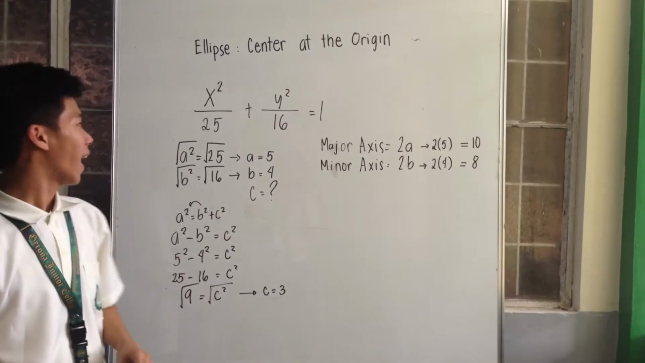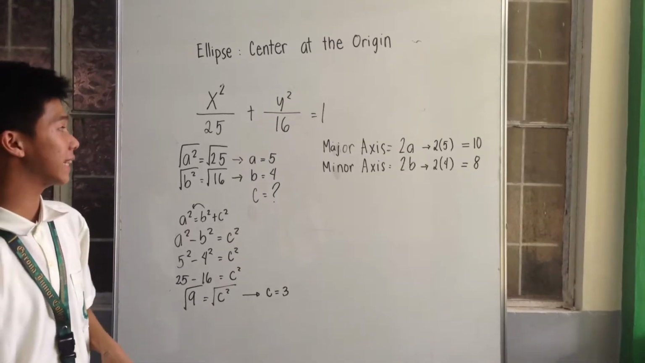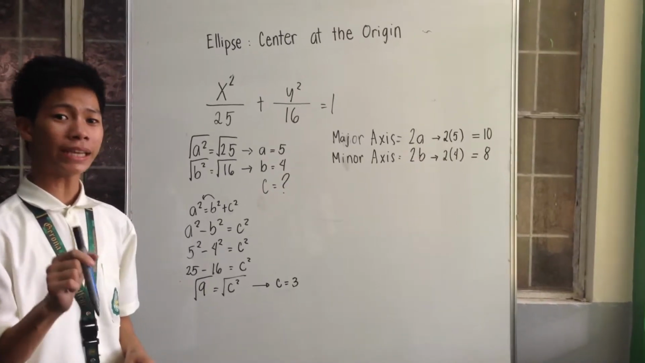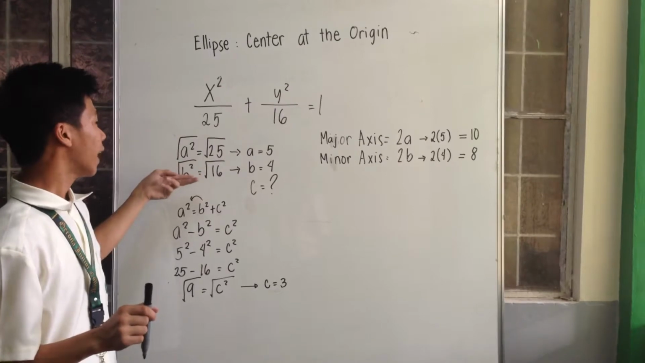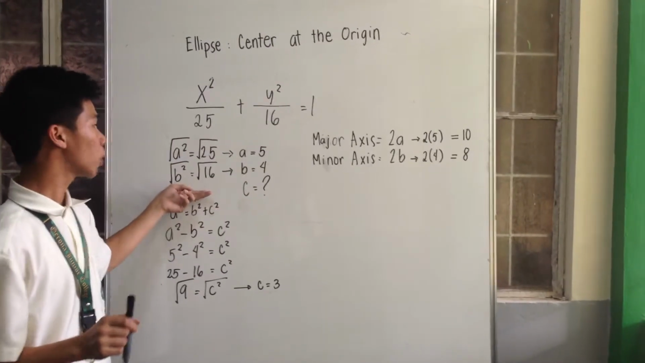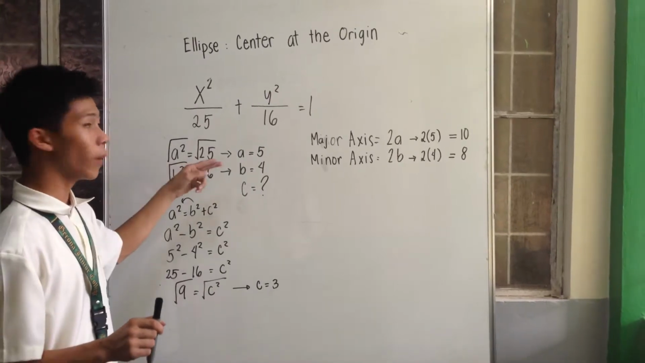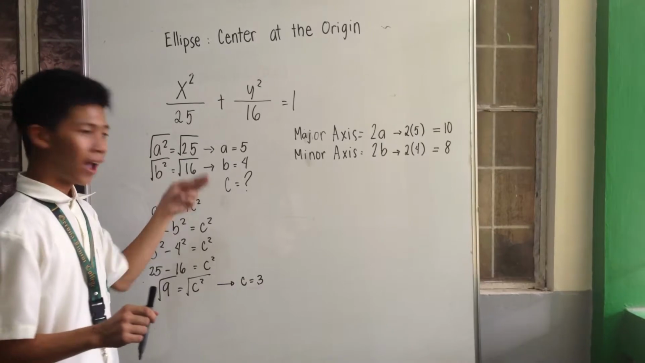We have the given x squared all over 25 plus y squared all over 16 is equal to 1. First, we will need to find the values of a and b. So a squared will be equal to 25 and b squared is equal to 16. So get the square root of both a squared and b squared. So a now will be equal to 5 and b is equal to 4.